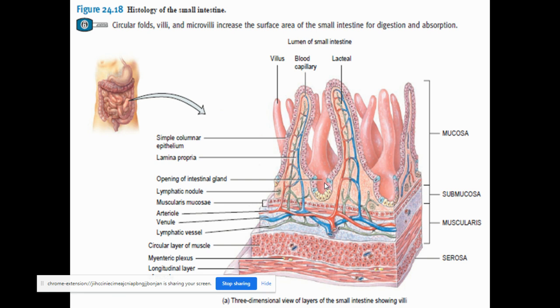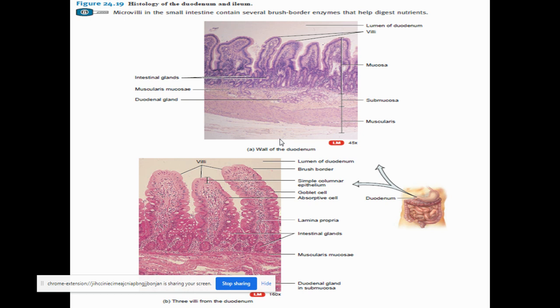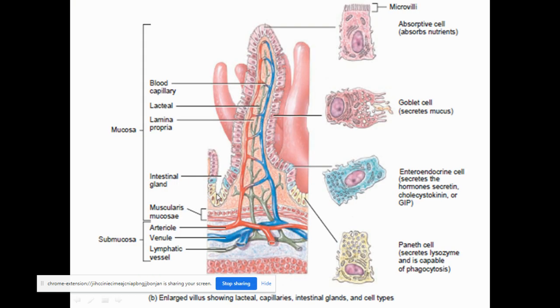Each villi, you can see from this picture, this is the enlarged picture of the villi, consists of external epithelial cells. You can see the tip of the epithelial cells, each and every cell contains very small hair-like projections. They are actually called the microvilli. This is the microvilli. So villi and the microvilli.